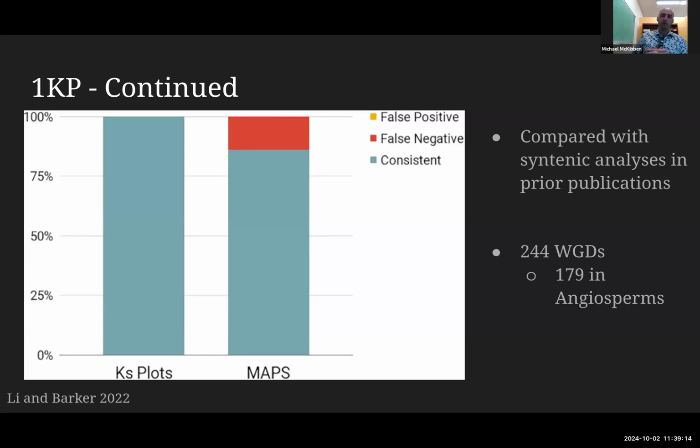Further, they went on, compared their results to syntenic analyses from the literature and found a large degree of congruence. And at the end of all these analyses, they discovered a total of 244 ancient whole genome duplication events, 179 of which were in the angiosperms.